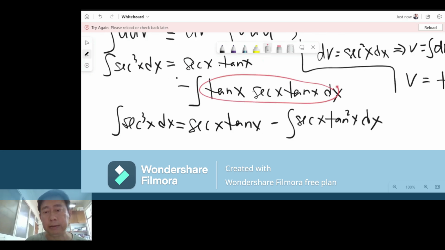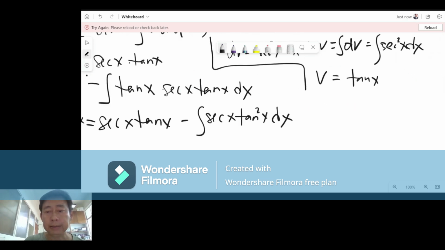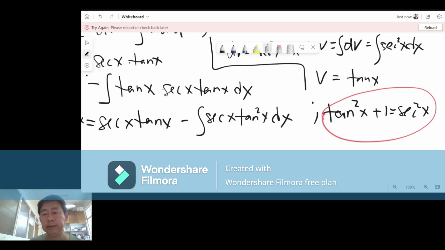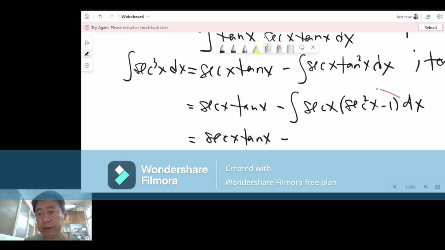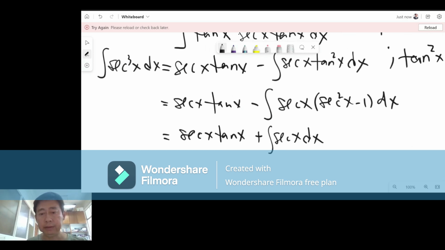This line is just secant x tangent square x. So the integration can be further simplified by using the identity that will relate secant and tangent square x. The identity that we have to use is the identity that relates tangent square x to secant square x. This is the identity to use in order to simplify the integration of secant x tangent square x. Replace tangent square x by secant square x minus 1. Break down this integration into two parts: the integration of secant x minus the integration of secant cube x.